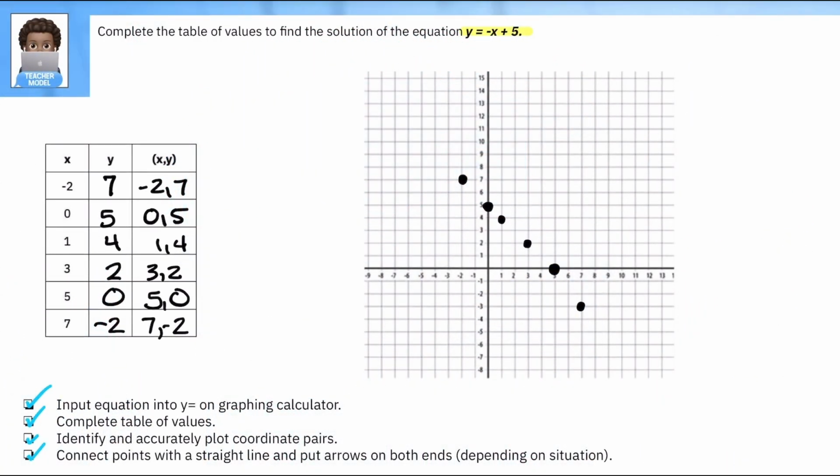All right, here are the coordinates. Take a look and see whether or not your work matches mine, my complete table, as well as all the points. So they've all been graphed in that order. Here's 2, 7, 0, 5, 1, 4, 3, 2, 5, 0, and 7, negative 2. It is linear, so I can draw a line through all the points.